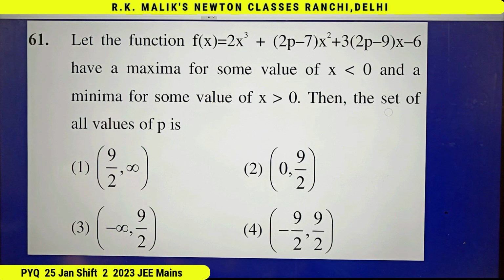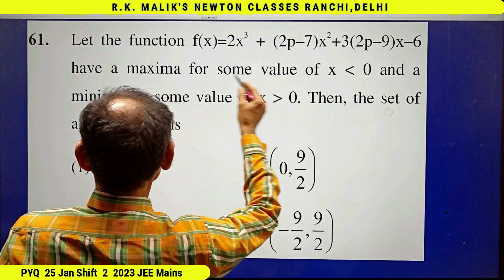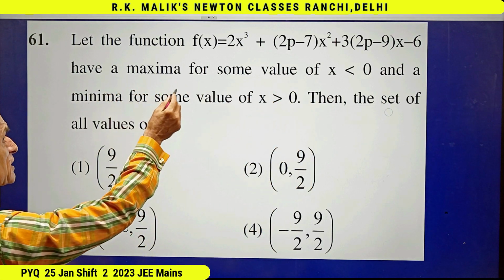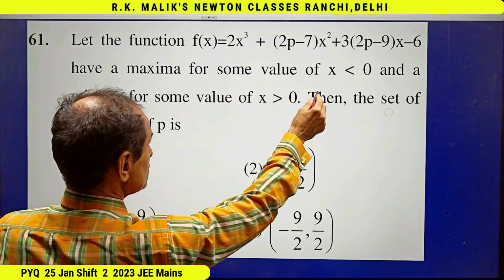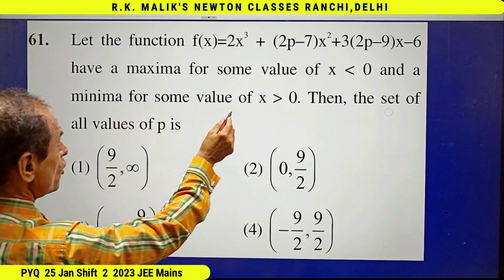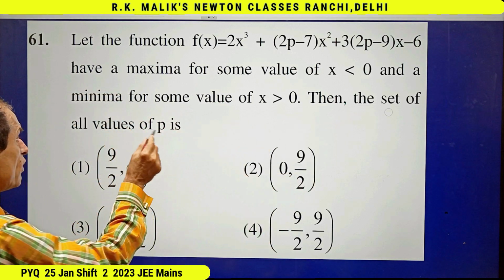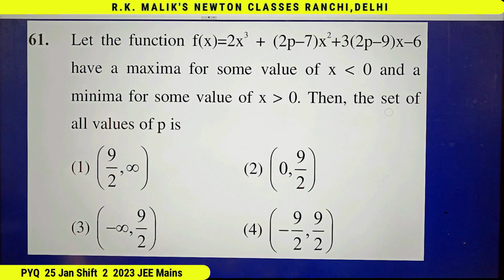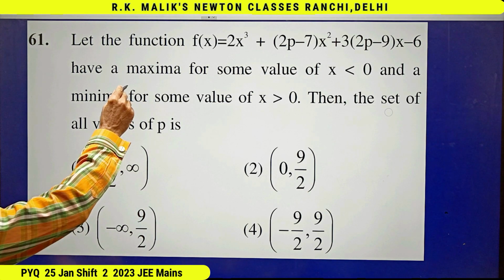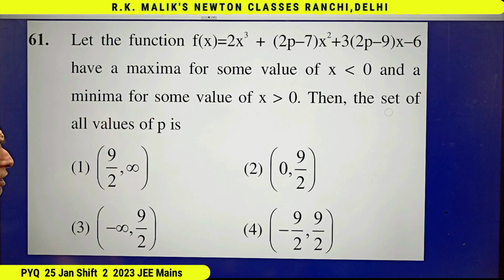In this question it is given that the function f(x) has a maxima for some value of x less than 0 and minima for some value of x greater than 0. Then the set of all values of p is, you have to find the correct choice. From the language of the question, it is clear that here maxima means local maxima and minima means local minima.